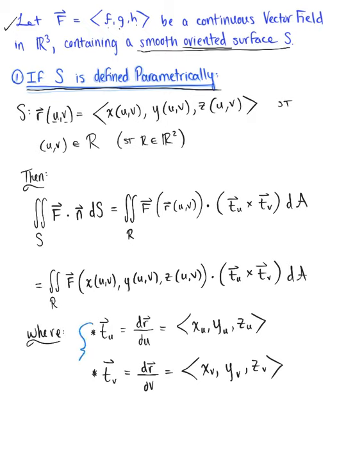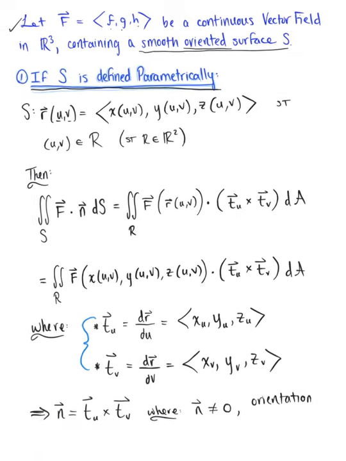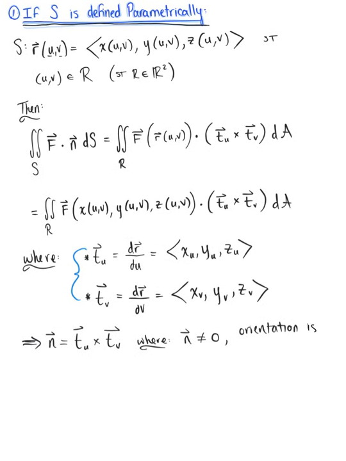And by our knowledge of the cross product, if these two vectors, t sub u and t sub v, are tangent to the surface, so they're parallel to our surface, then the cross product of them defines a vector normal to the surface. So you can say that vector n is defined as the cross product of these two tangent vectors. And this is, of course, where, just as before, we know that vector n cannot be equal to 0. It's a non-zero normal vector. And we also want to note from vector line integrals that our normal vector needs to have an orientation consistent with the surface. So our orientation is consistent with the surface.